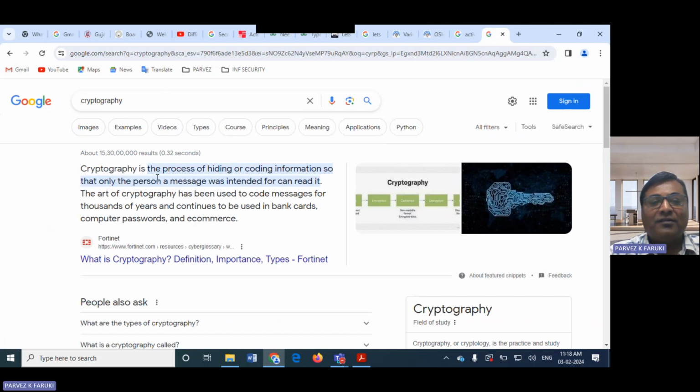Cryptography is a process of hiding or coding information so that only a person for whom the message was intended can read it. It is exactly similar to someone locking his home. Why similar? To lock a house, you need a lock and a key. So you always lock your house. You use a lock wherein there is a key. So the lock is an algorithm. The key is required to either lock or unlock the door.